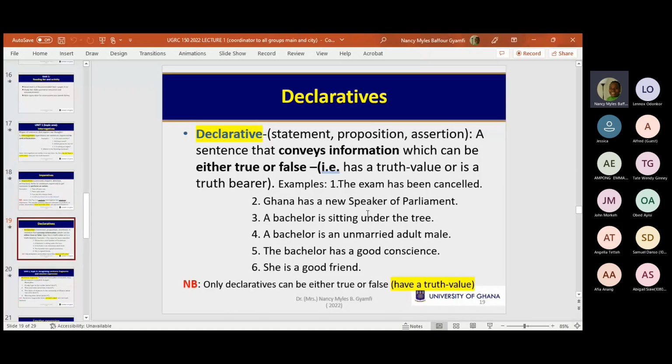Ghana has a new Speaker of Parliament. That is informative. A bachelor is sitting under the tree. That is informative. She is a good friend. That is informative. So it is a declarative. We are studying critical thinking now.